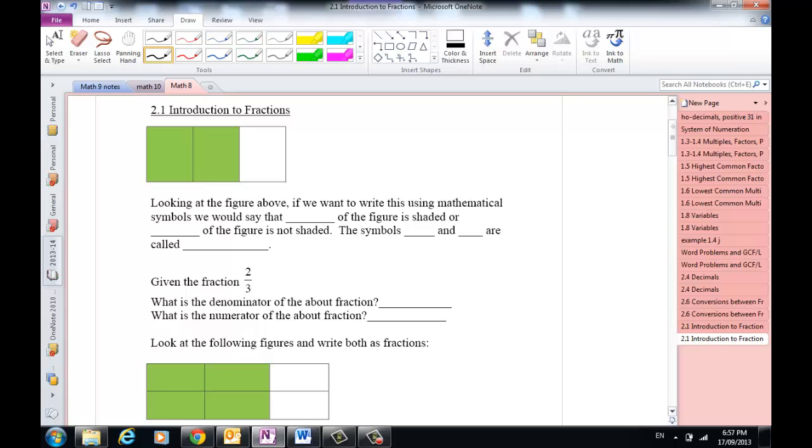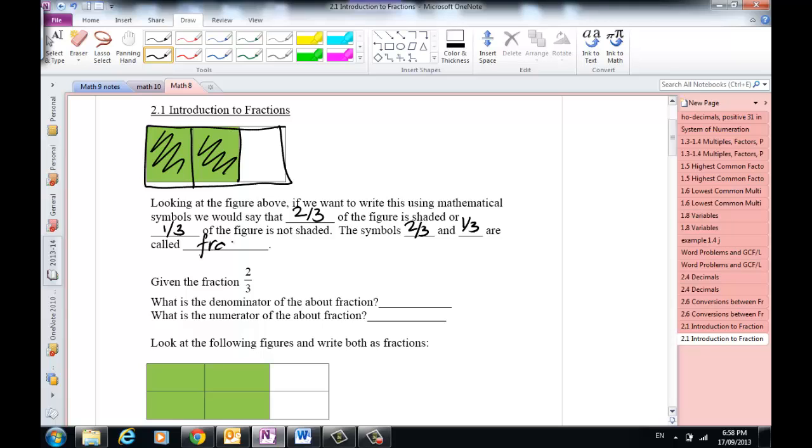Just looking at fractions, I've got the figure right here. Notice it's been divided into 3 boxes. I have 2 of the boxes shaded and 1 of them's not. So if we want to write this using mathematical symbols, we would say that blank of the figure is shaded, and in fact 2/3 of the figure is shaded, or blank of the figure is not shaded, and in fact 1 out of the 3 is not shaded. The symbols 2/3 and 1/3 are called fractions.